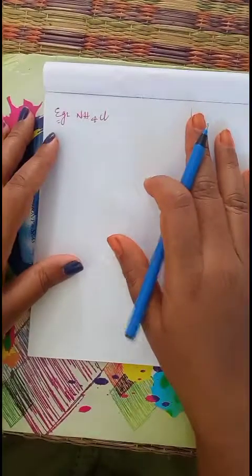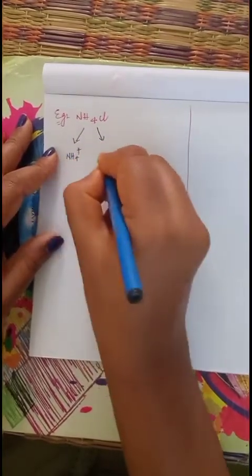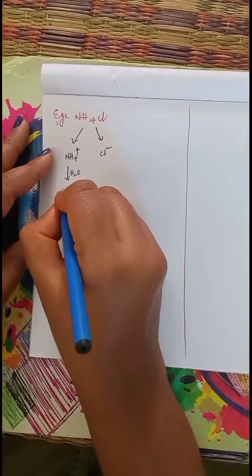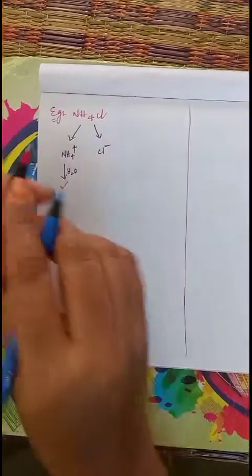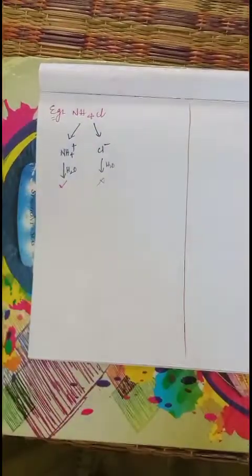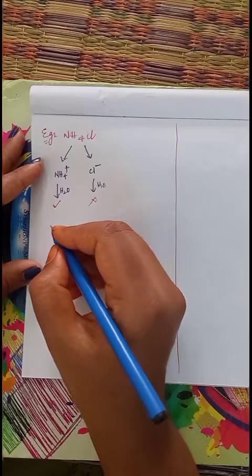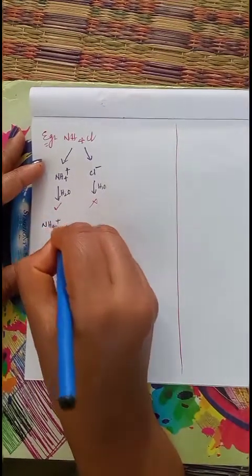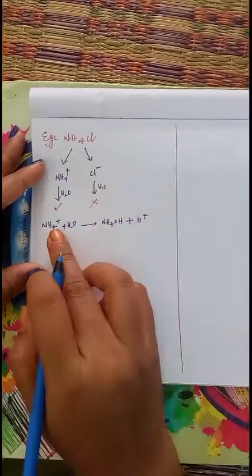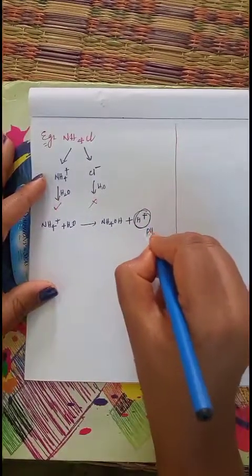Here I am taking one example, that is the ammonium chloride salt. This ammonium chloride salt contains two ions, NH4 plus and Cl minus. When it is dissolved in water, NH4 plus gets hydrolyzed because it is obtained from a weak base. Cl minus, if it is taken in water, does not undergo hydrolysis. We want to find out NH4 plus. When it undergoes hydrolysis, it is converted into NH4OH plus H plus. Because it has a positive charge, it will take the negative part of the water. Then the H plus ion concentration increases, so pH is less than 7.